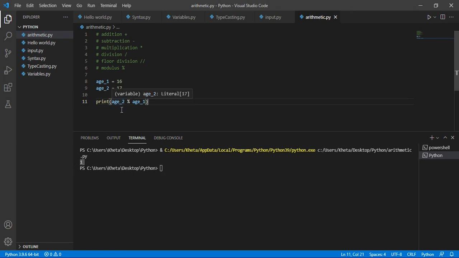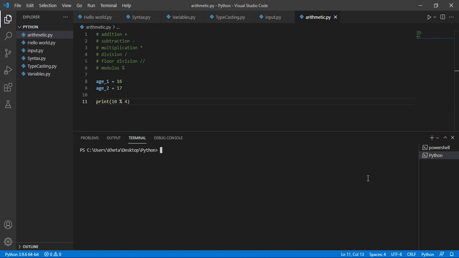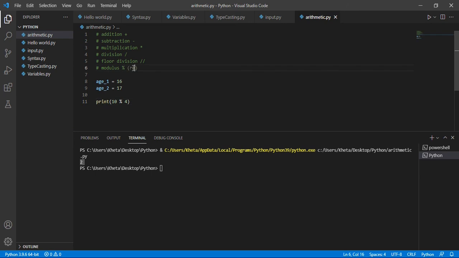We can use another example. Let's say we had 4 and 10. So we know that 4 goes into 10 2 times, but there's a remainder of 2 because you can only have it up to 8, leaving 2 behind, and that is the answer over there. The modulus operator gives you the remainder. You can also write that in brackets.